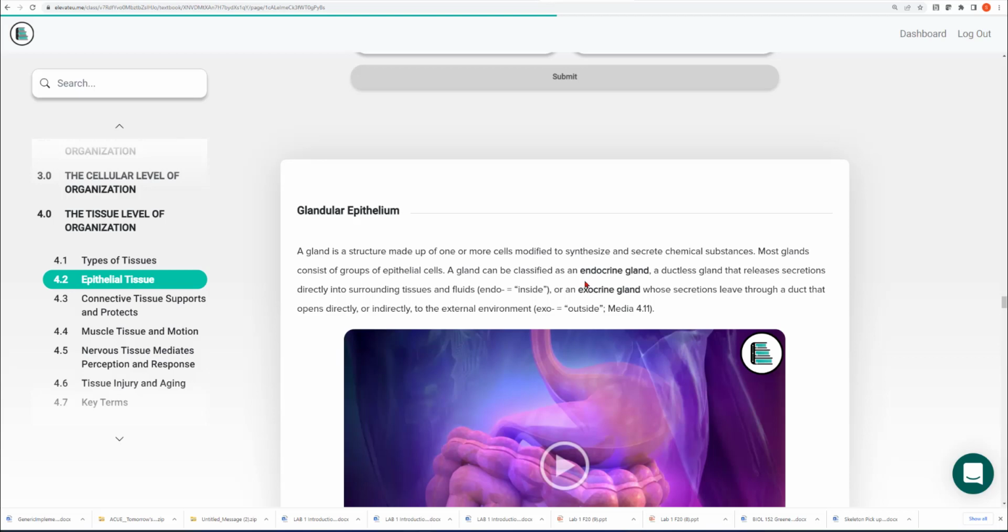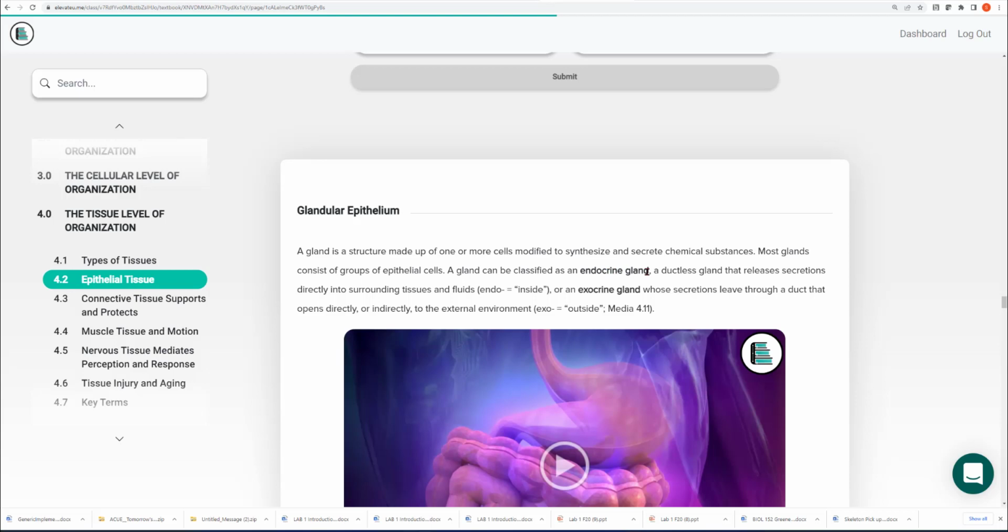Vocabulary helps us with this. Endo means within. Exo means outside. And crine means to secrete. So just by that, you know that the endocrine glands secrete products within the body, whereas exocrine glands secrete products out of the body.